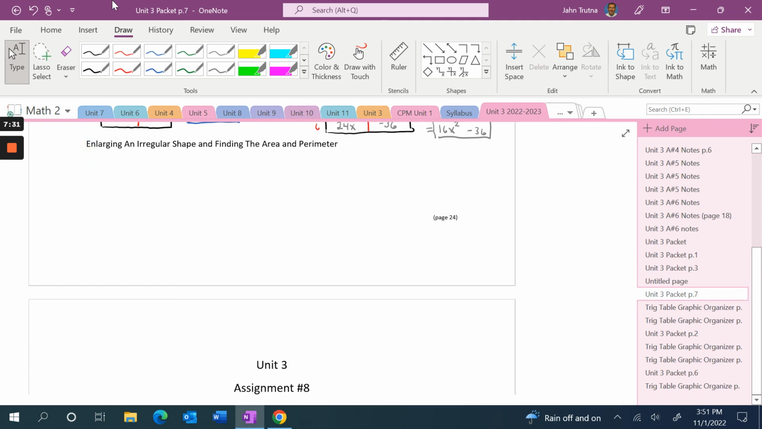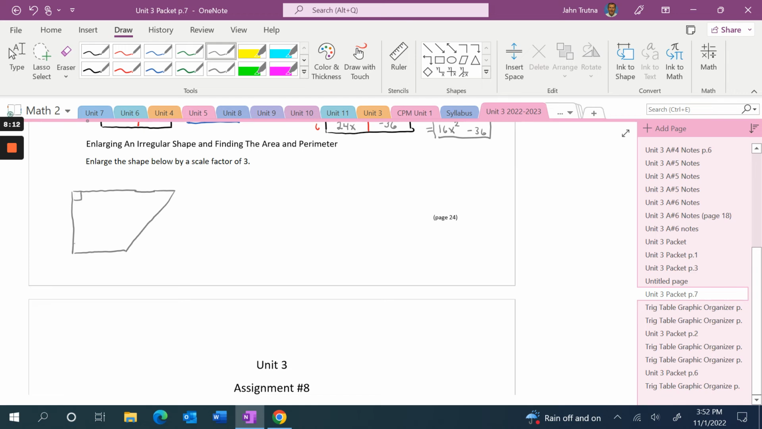So what I'm going to do is enlarge, you want to write this down in the notes, the shape below by a scale factor of 3. So that's going to be my scale factor. Okay, it's going to be 3. And here's what my shape's going to look like. And we'll discuss in a second why this is called an irregular shape. There we go. There is my irregular shape right there.